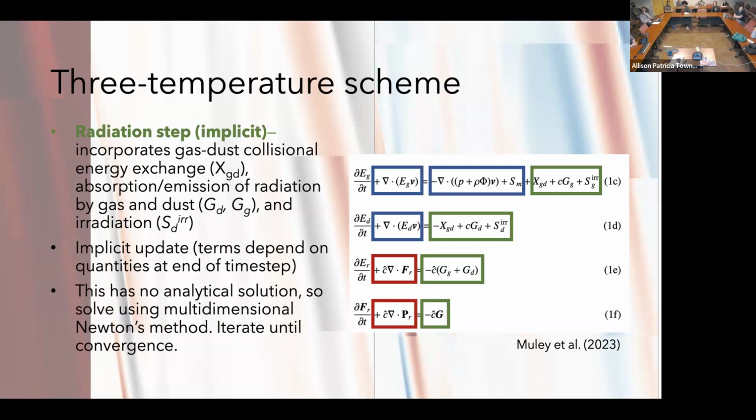time step. So in general, there's no way to analytically solve this, and you need some kind of iterations, and you have to iterate until convergence. And we use a multi-dimensional Newton-Raphson scheme in order to do this. But I think this is all very technical detail.